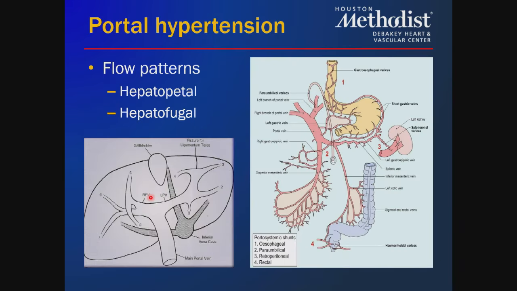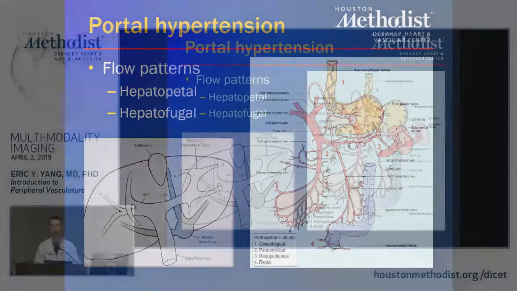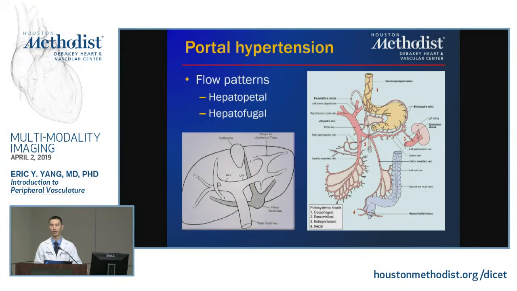And last but not least, there is portal hypertension. Liver cirrhotics are the most obvious patient population that are affected by this. We can look at flow patterns in the portal vein. Normally, the portal vein has what's called hepatopetal flow, whereas hepatic arteries have hepatofugal flow.